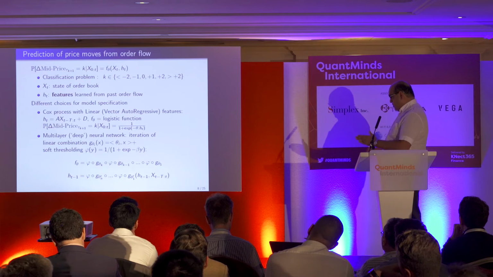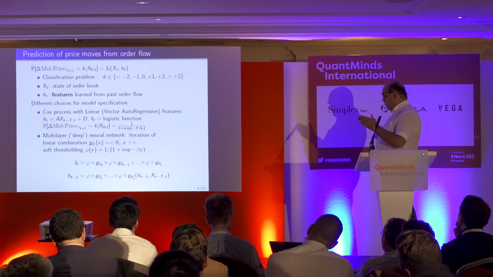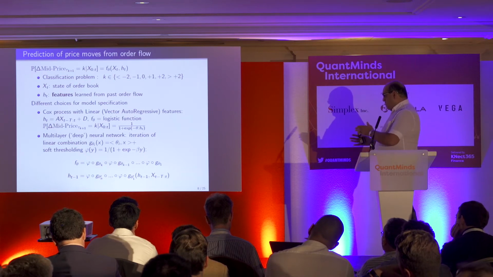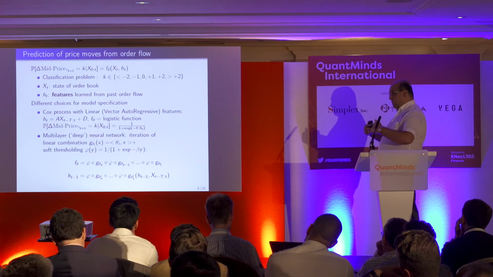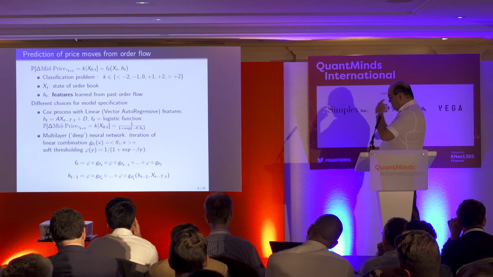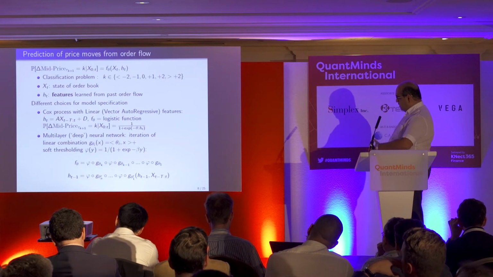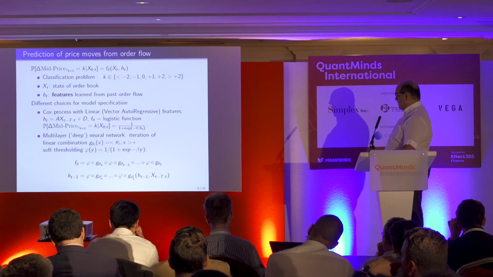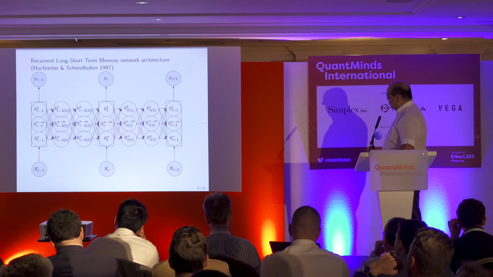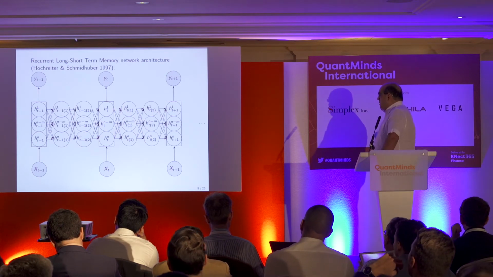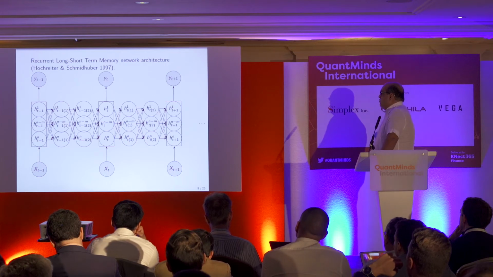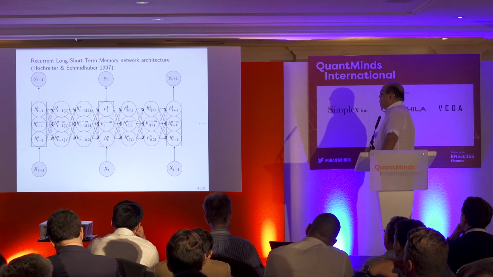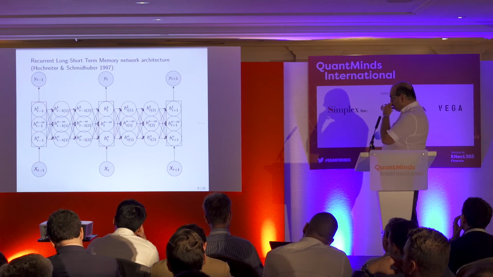At each step in time, we use a neural network to learn the features from the previous data, and then we use these features, called HT, learned at time t, to forecast the price at time t. So this architecture is shown here. It's an architecture that was first designed by Hochreiter and Schmidhuber in '97. It's called a long short-term memory network.